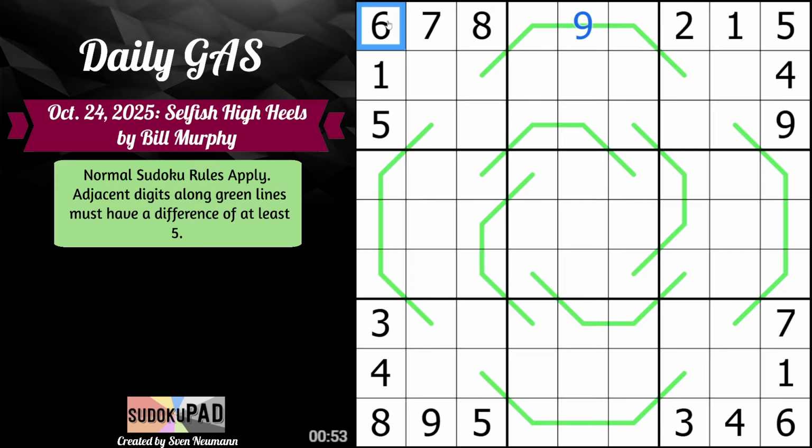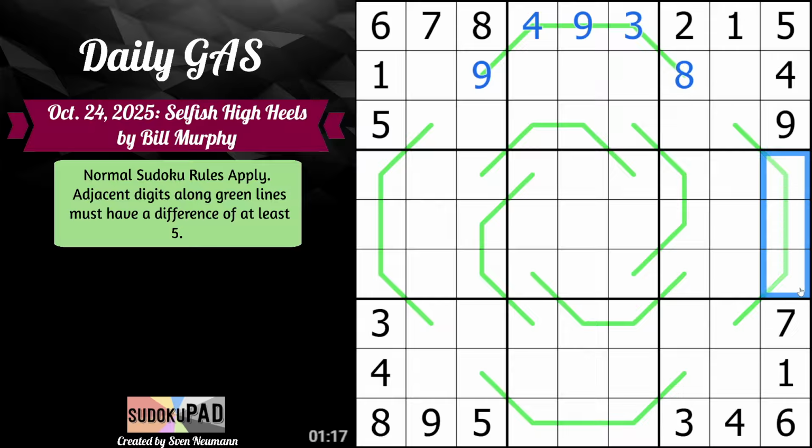Same is true for 6, but in reverse. 6 can only be next to 1 along the line, because that's exactly a difference of 5, and if you try to go any more than that, you end up on the low end of things. So this will be 4, this will be 3. With all of that said, 3 has to be next to 8 or 9, so in this case, it's going to be 8 here.